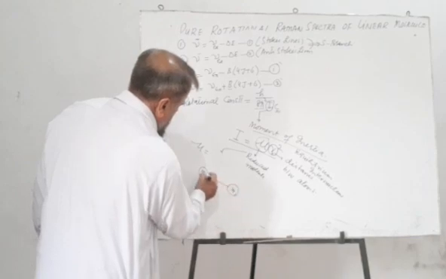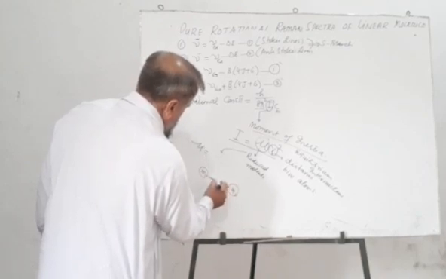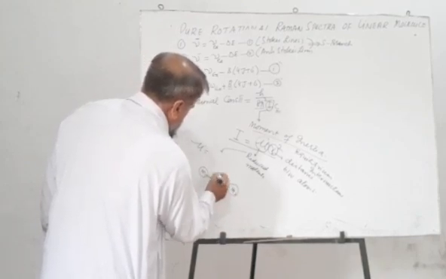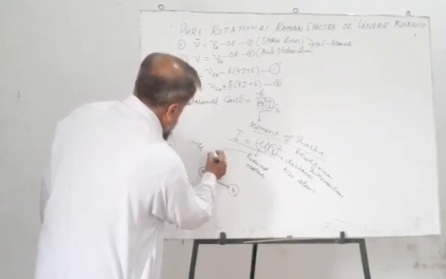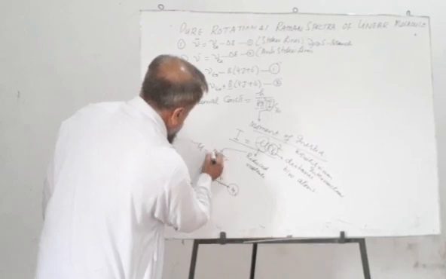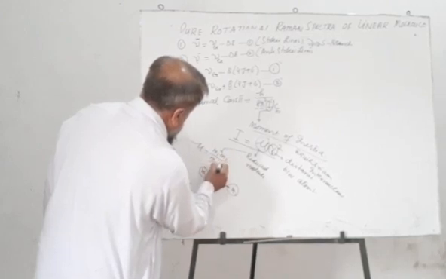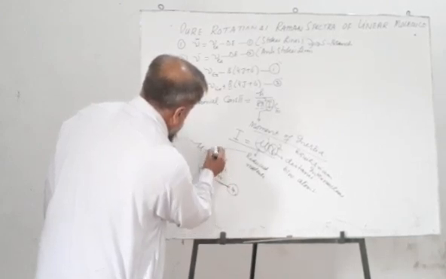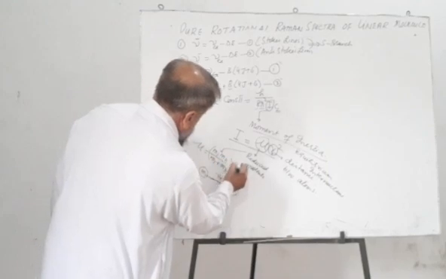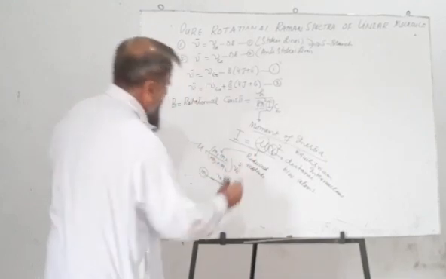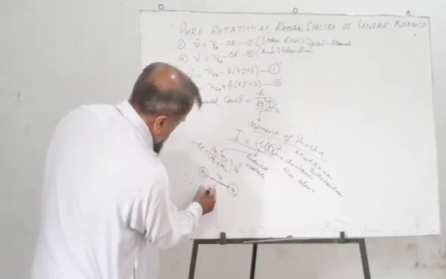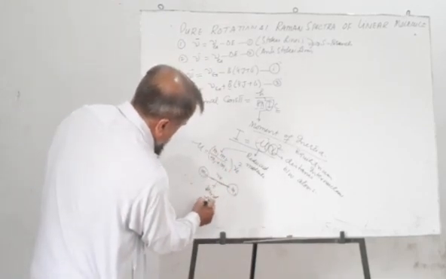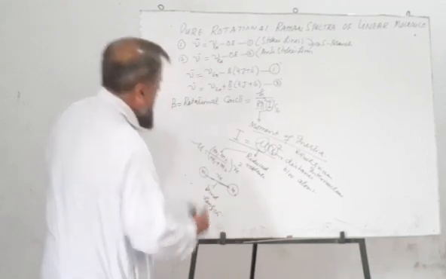The reduced mass can be calculated by the formula: if we have a diatomic molecule having two masses m1 and m2, having a bond length r e, then in this case the reduced mass is given by m1 m2 divided by m1 plus m2, and the moment of inertia is mu r e square. r e is the equilibrium bond distance, that is called bond length.